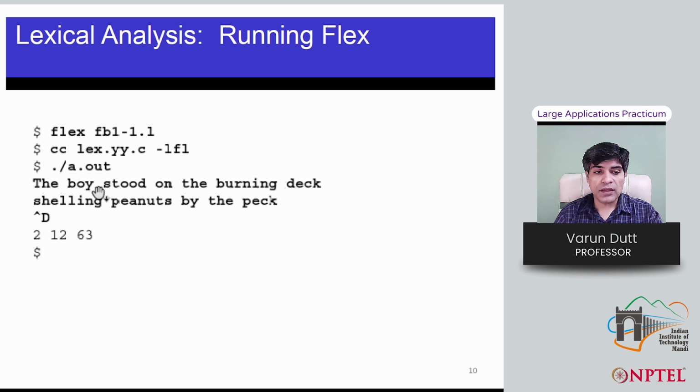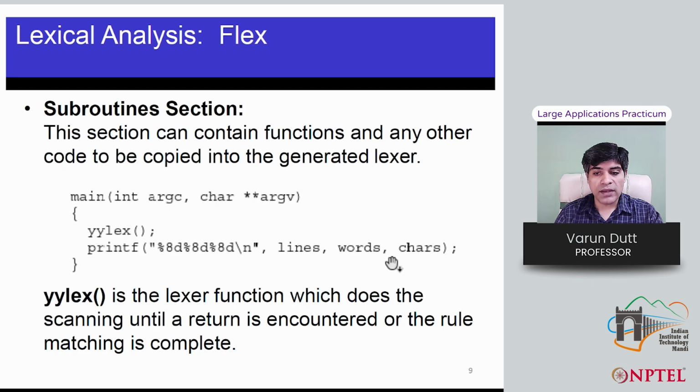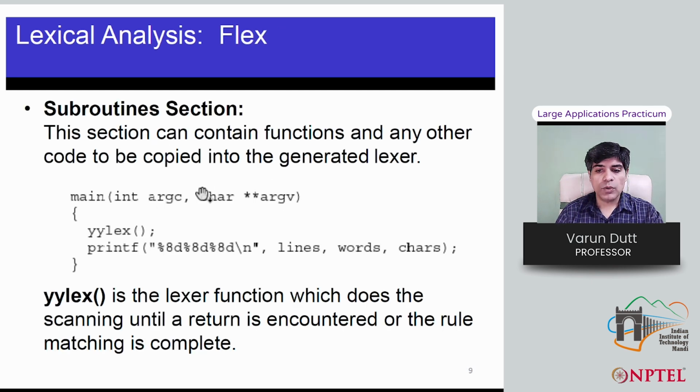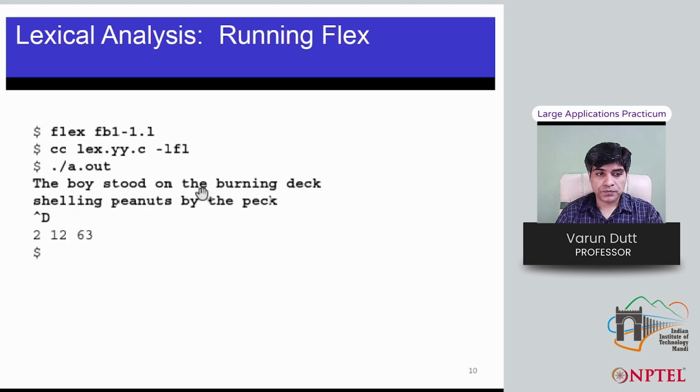And you can see that here we have given an input on the prompt: The boy stood on the burning deck shelling peanuts by the peck. You can see when we press Control-D, it will print out 2, 12 and 63, which is the number of lines, words and characters in this input. So this is a primitive compiler which we have written, which allows us to use flex to count the number of lines, words and chars in this program.